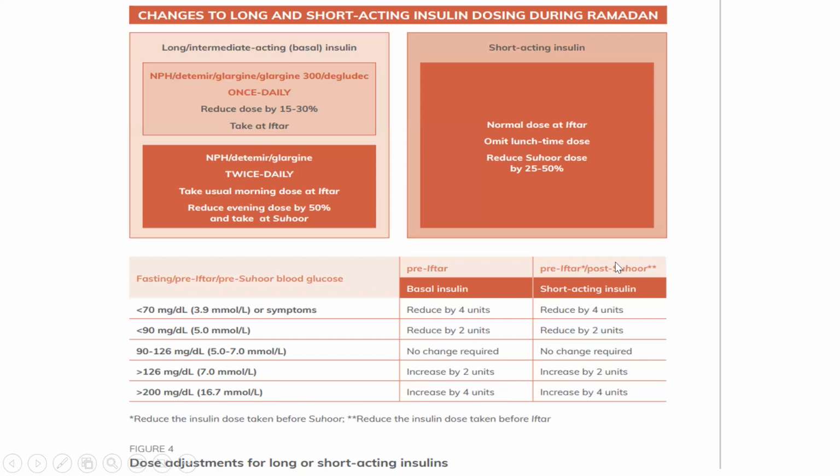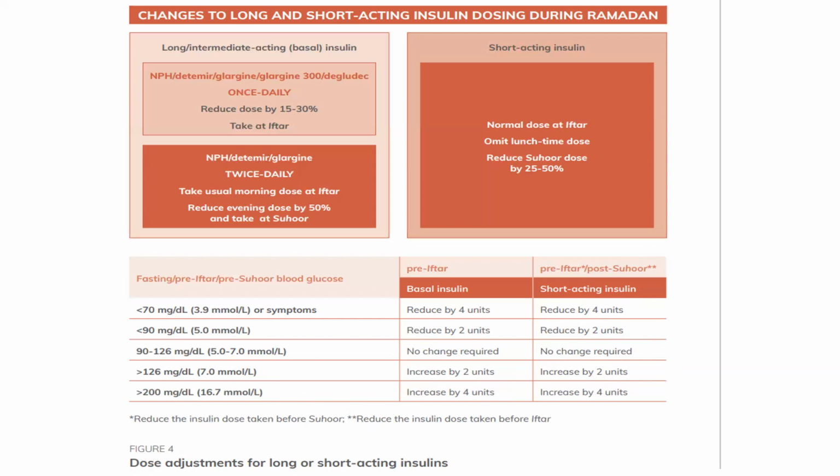On the other hand, if the patient is post-suhoor, and if the blood glucose is less than 70, reduce the short-acting insulin by 4 units. Then if it is less than 90, reduce by 2 units. If it is between 90 to 126, the post-iftar reading, no change required. If it is more than 126, increase by 2 units, and more than 200, increase by 4 units.